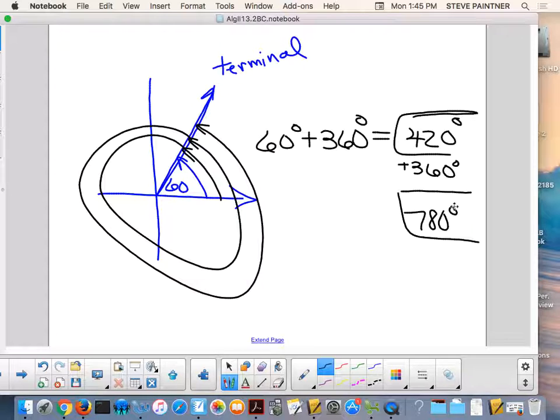It would be the same for negative. Yeah, now let's talk negative. If I went this direction, okay, watch. Here's a 60, but could I have just done this? Here's the terminal side. Could I have went this direction? So 60, take away a circle.